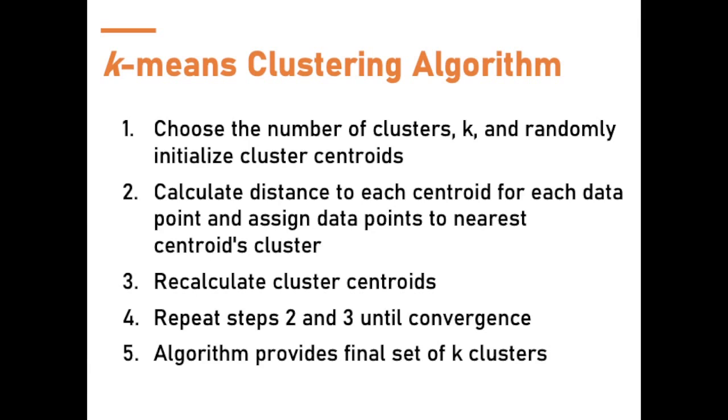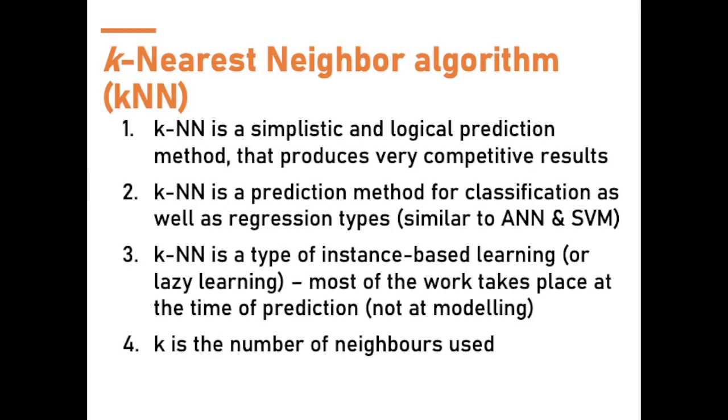The last step is when the algorithm outputs the final set of k clusters. This happens when each data point has been assigned to a specific cluster. Again, the k-means clustering algorithm is a popular unsupervised clustering machine learning algorithm, whereas the k-nearest neighbor method, KNN, which we are going to cover now, is a supervised algorithm.